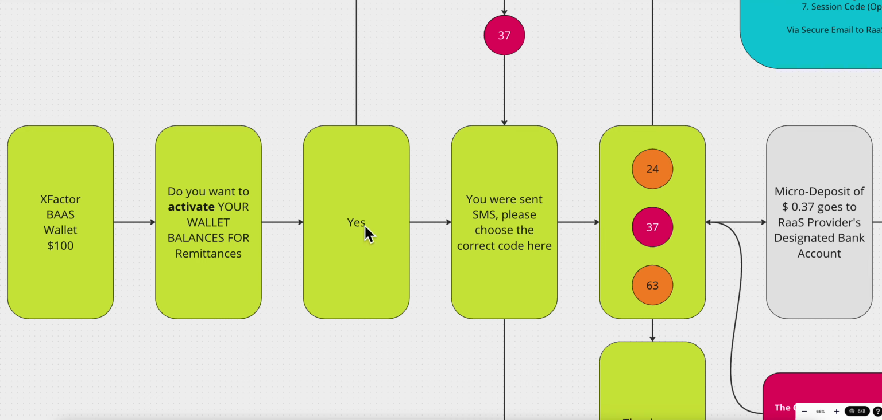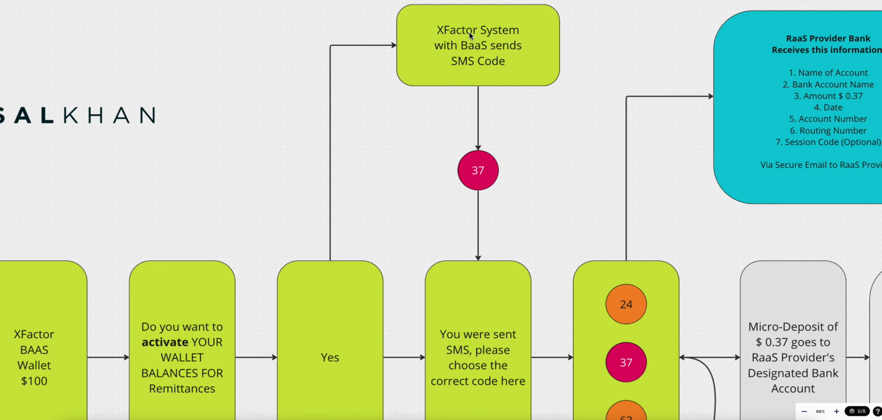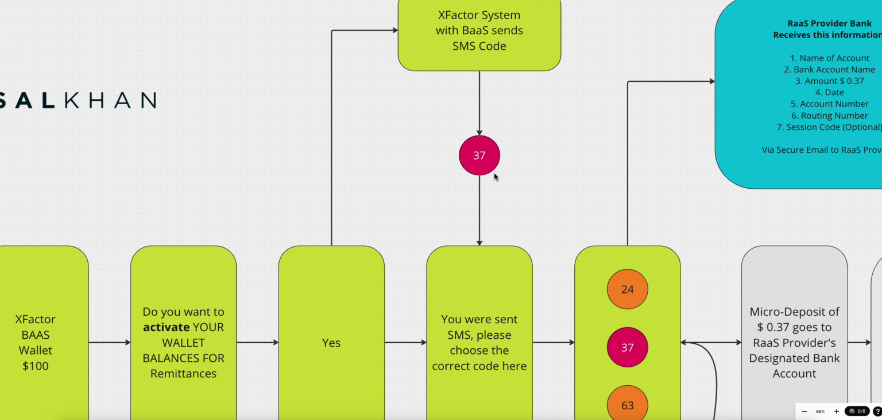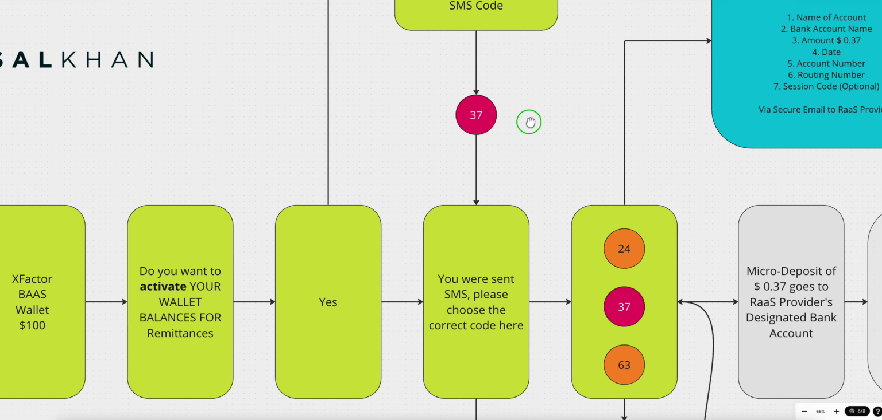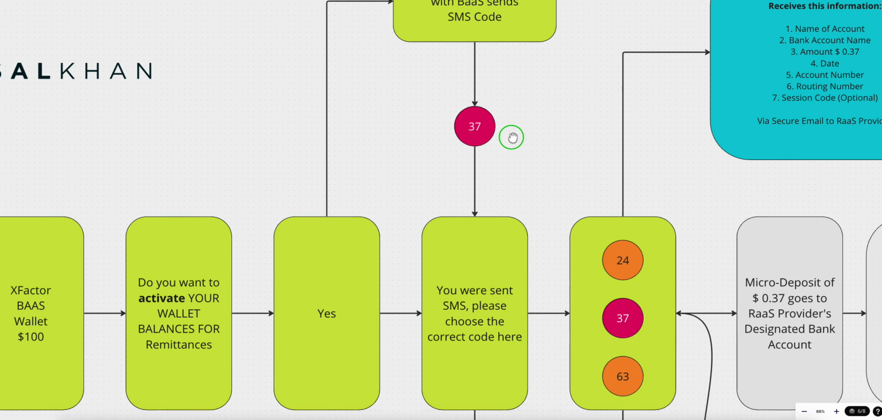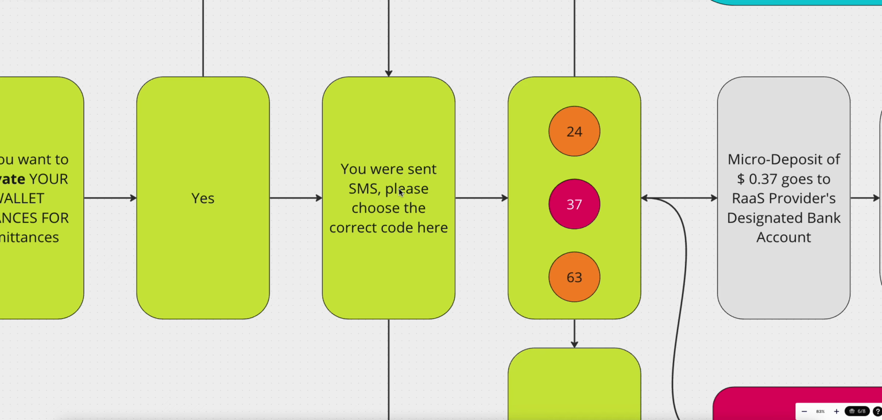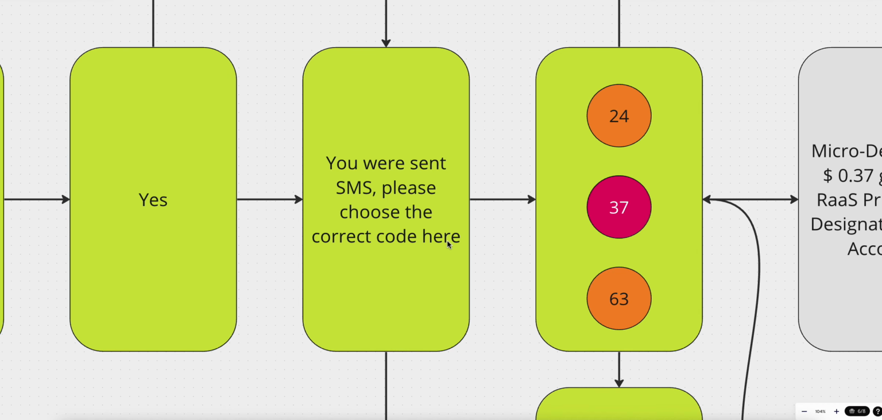So the very minute you say yes, a few things happen. An SMS code goes to you. So, let's say the X Factor system sends an SMS code to your phone. And let's say in this case, the code is 37. It's between, let's say, 1 and 99. So you get a code 37. It says, hey, you were given an SMS code. Please choose the correct code here. And you're given 3 choices. And of course, 37 is the right one.